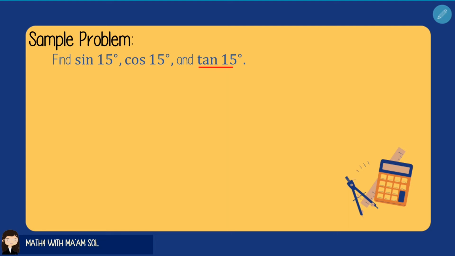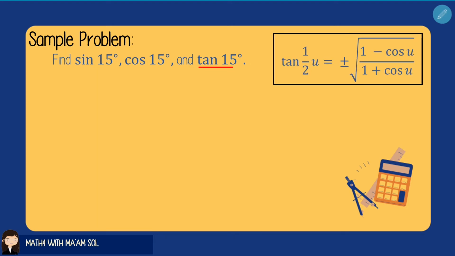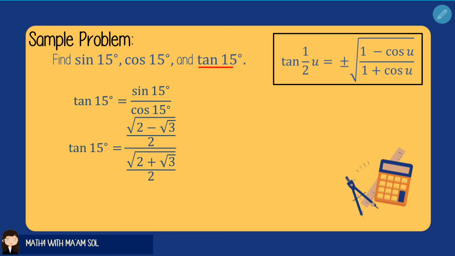Lastly, we're doing tangent of 15 degrees. Since we know that tangent is the ratio of sine to cosine, we can choose to use the formula or just get the ratio of the values that we got for sine of 15 degrees and cosine of 15 degrees. Now we have tangent of 15 degrees equals the sine of 15 degrees, which we obtained earlier, so that is the square root of the quantity 2 minus square root of 3 all over 2, all over the cosine of 15 degrees, which is the square root of 2 plus square root of 3 all over 2.